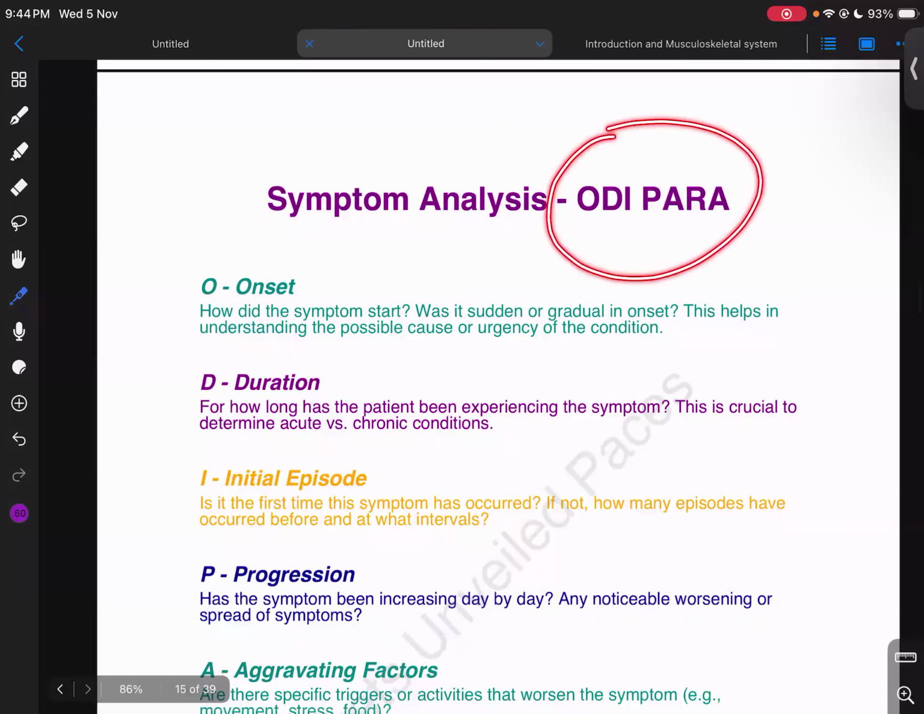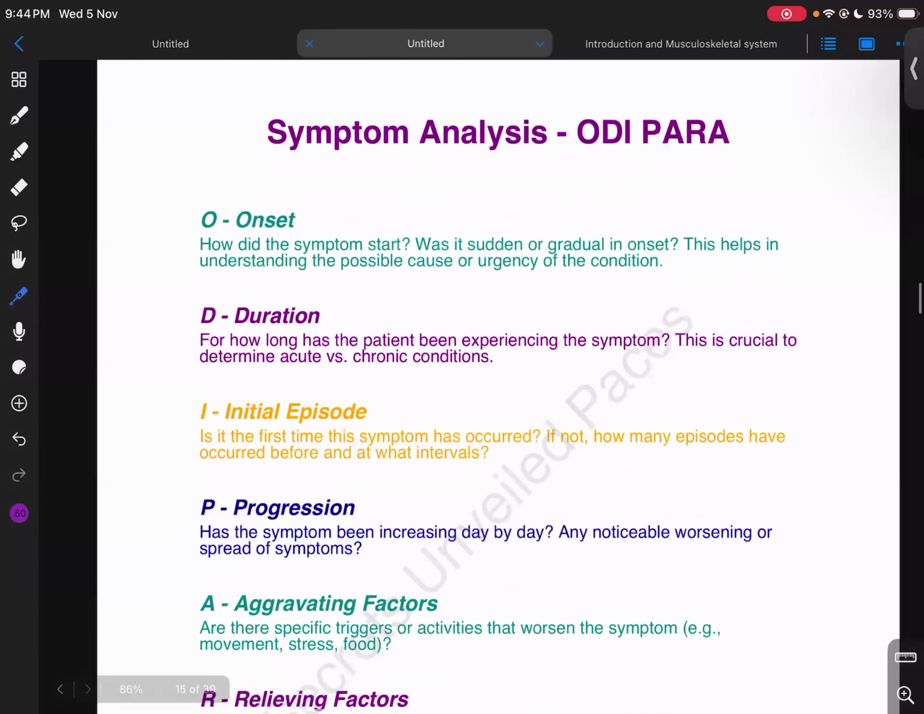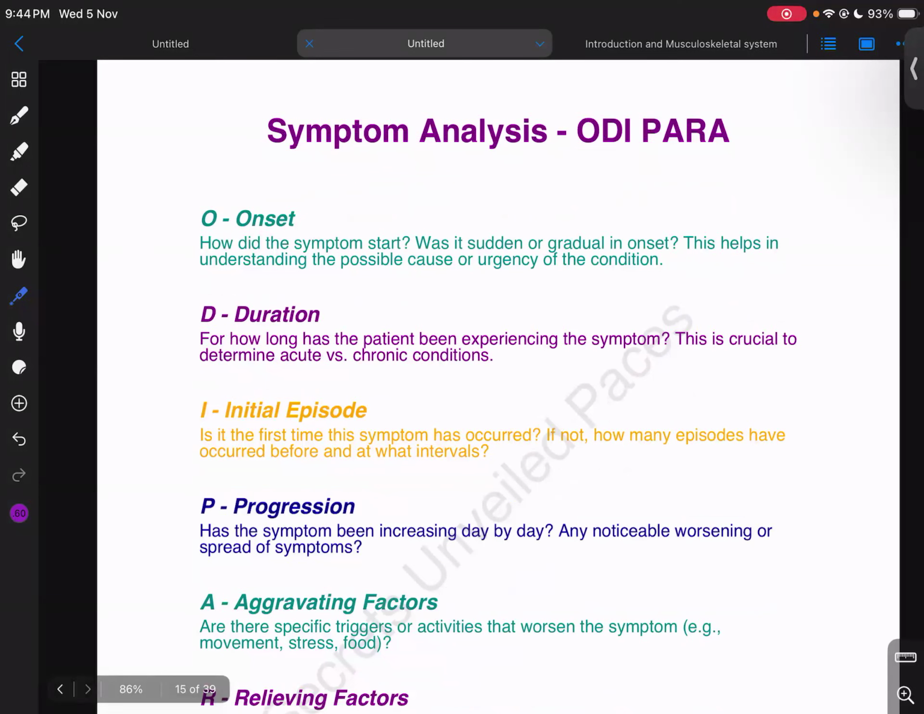So what does ODPARA stand for? Here O stands for onset. How did the symptom start? Did it start suddenly or gradually? It will help you understand whether it was a sudden onset or a gradual onset. Then duration: for how long you have been experiencing this symptom. Then I stands for initial episode, whether this is the first time he is having this symptom. Like the patient has come with headache. We have to ask, is this the first time you are having this kind of headache, or have you been having this headache from a much earlier time? Then P stands for progression. We have to ask, do you think your symptom is gradually increasing day by day or gradually decreasing?